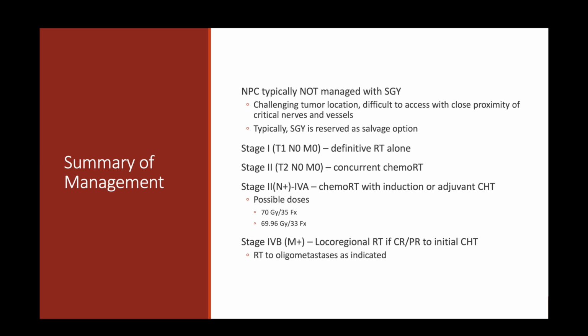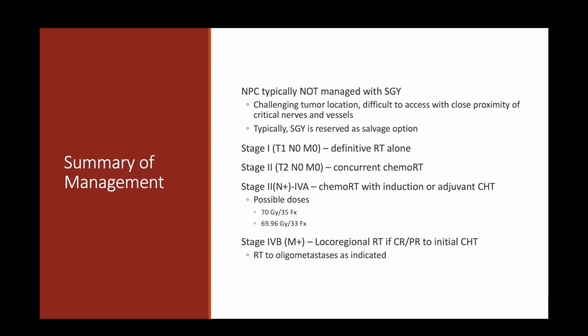The principles of radiation and chemoradiation are largely the same as everything that we have talked about previously. In terms of possible doses, we can go to 70 gray in 35 fractions. And when we do that, we do a simultaneous integrated boost approach. There's also a possibility of doing a sequential boost approach. So everything is not going to 70 gray, but we have different dose levels. Another possible dose is 69.96 gray given in 33 fractions. So these are just some of the possible doses that we use.